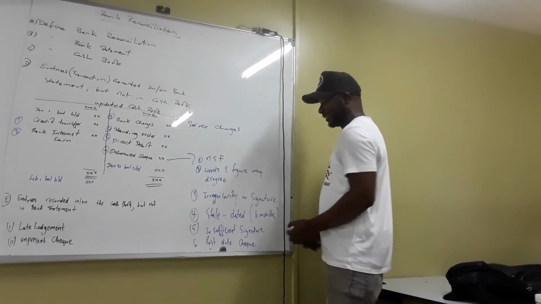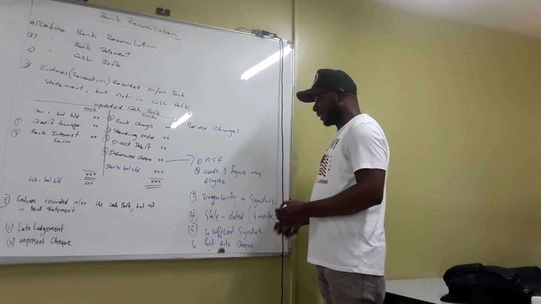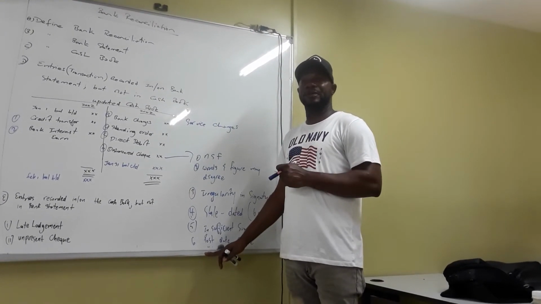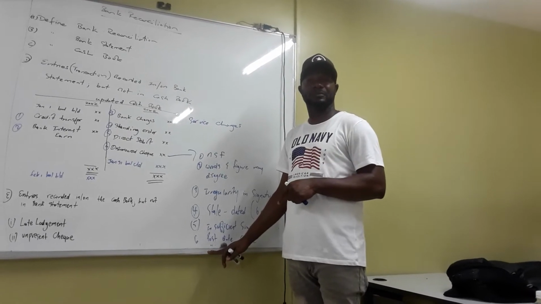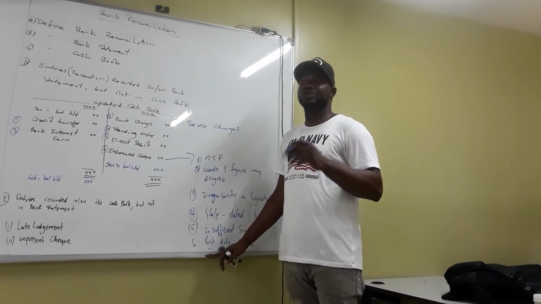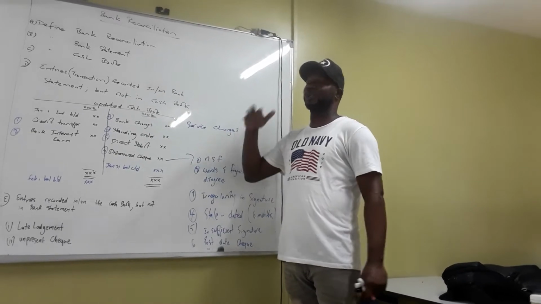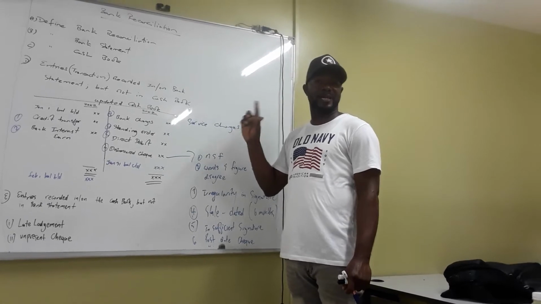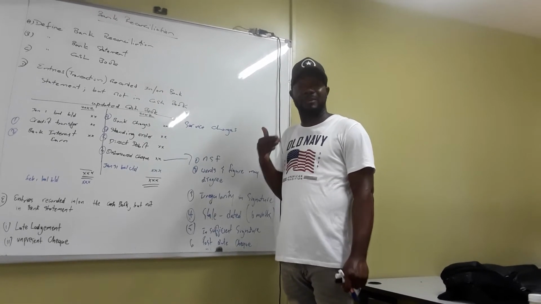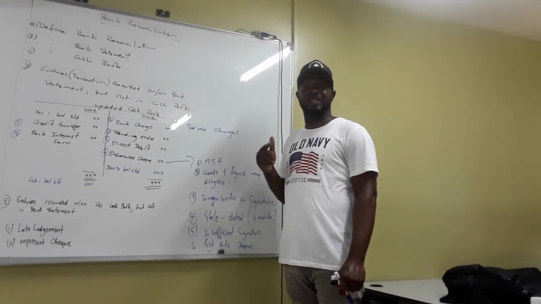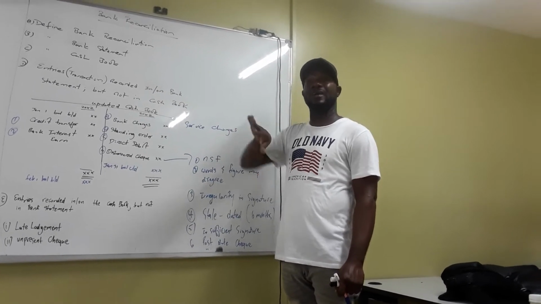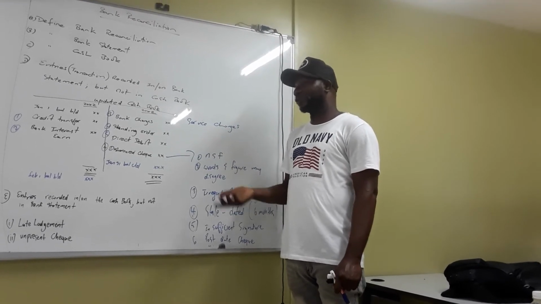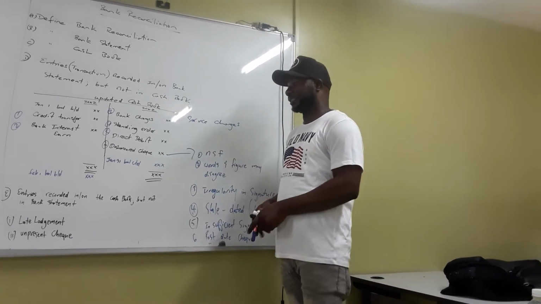Now, unlike a stale-dated check, a post-dated check refers to a check that is written for a date in the future. Take for example, we're now in the month of March. If I write a check for the 20th of April 2020, it means that whoever I write that check to, even if I give them that check today, they would not be able to change that check until the 20th of April or after that date. And that is classified as a post-dated check.